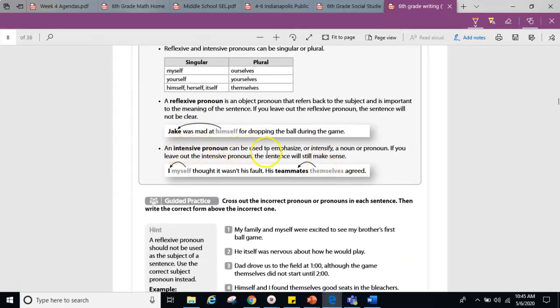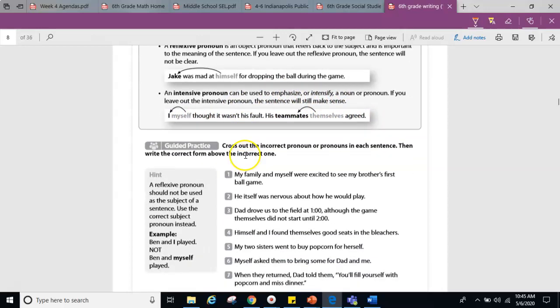An intensive pronoun can be used to emphasize or intensify a noun or pronoun. If you leave out the intensive pronoun, the sentence will still make sense. I, myself, thought it wasn't his fault. His teammates themselves agreed. So if we left them out, I thought it wasn't his fault. His teammates agreed. It still makes sense. We still know who they are talking about.